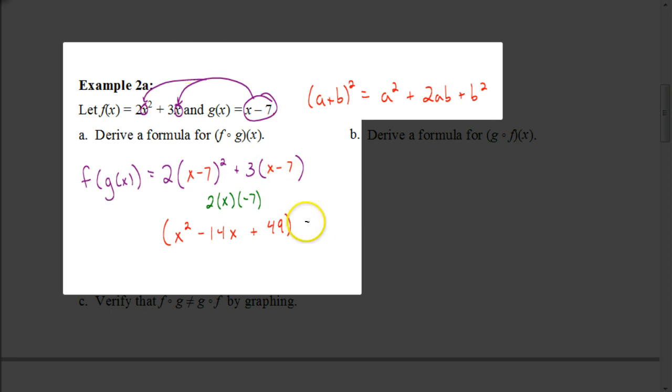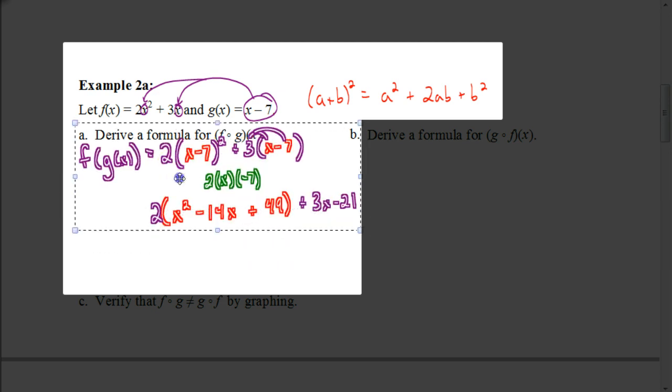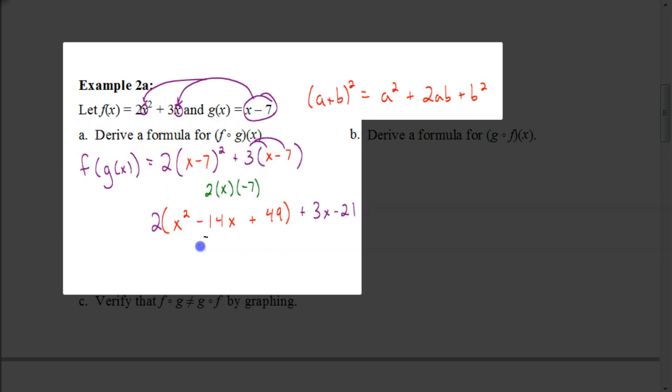We still have the rest of this, though, so we're going to have to distribute the 3 through. So we'd have 3x minus 21, and we still have the 2 in front of here. So we still have to distribute the 2 through. When you do that, we get 2x squared minus 28x plus 98, and then plus the 3x minus the 21. So now we're going to combine like terms, and that will give us our final answer.